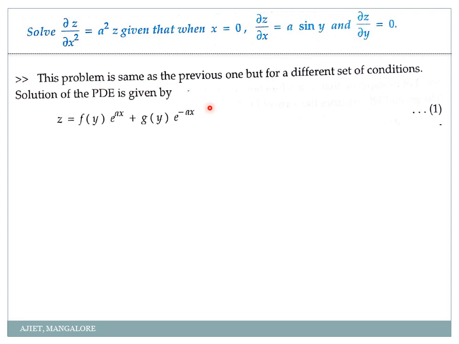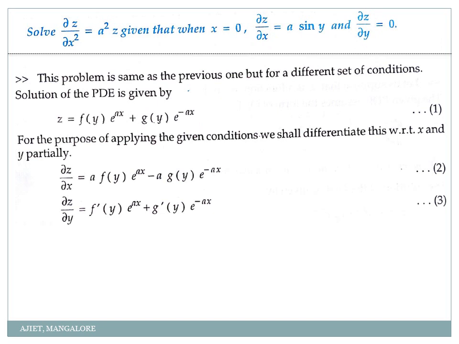So this is the same as the previous problem, but the condition is different, so I have taken my z directly over here. Just check the previous problem, you will understand it. So z is equal to f of y into e power ax plus g of y into e power minus ax. Now the condition is different, so in order to apply the condition, I have to differentiate z with respect to x partially and with respect to y partially. First I will do that.